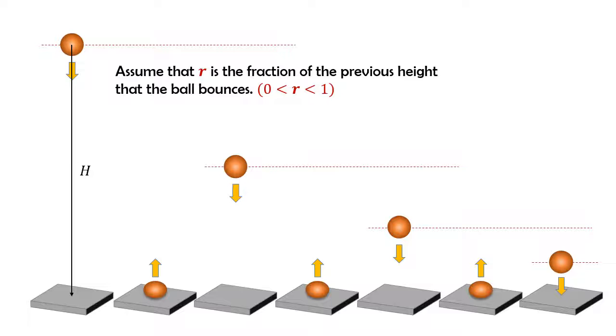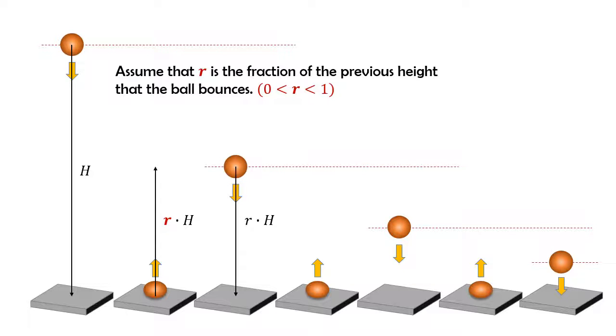So when it bounces back up the first time, it's going to be r times that original height. So for instance, if we say that the initial height was 16 and r is equal to 1/2, then 1/2 times 16 is 8.